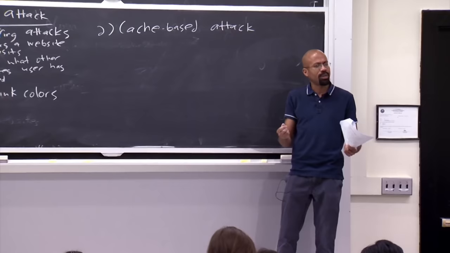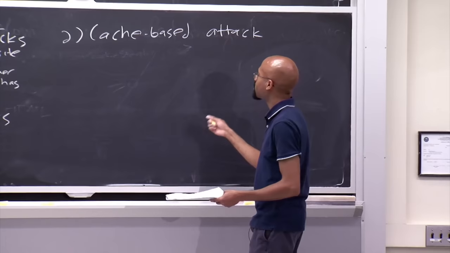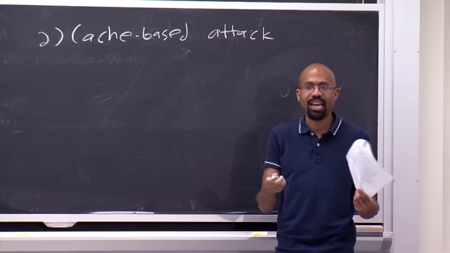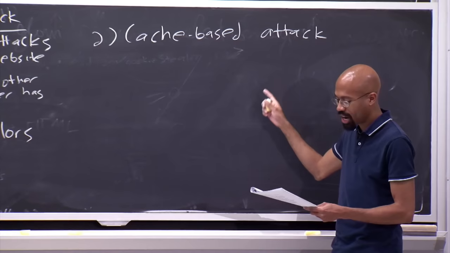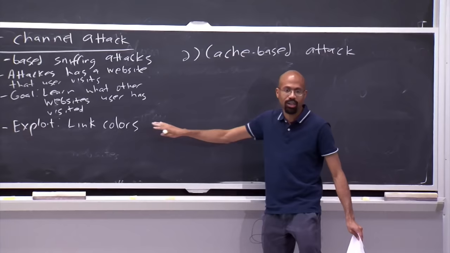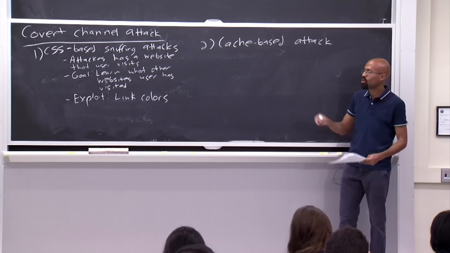So how can you fix this one? Well, this one is not quite clear. You could have a site that doesn't cache anything at all, but then your site's going to be slow, so that kind of sucks. So it's not quite clear how you get around this. But okay, let's suppose that we have the defense we put in place here: JavaScript can't read link colors. Let's assume that the site is super paranoid. It caches nothing, right? So have we completely defended ourselves against this attack?